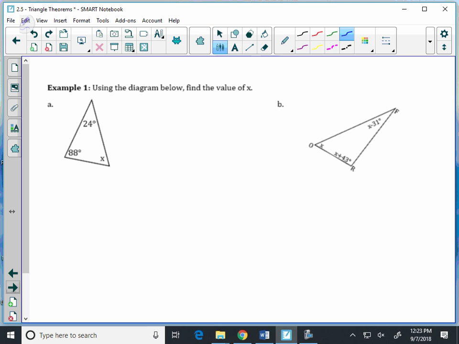So we take a look at example 1. It says, using the diagram below, find the value of x. And notice all the info I've given for angles of a triangle. What do we know about all the angles of a triangle? They add to 180. So to figure out what x is, all we have to do is add all 3 angles up and set them equal to 180 degrees, and just solve for x.